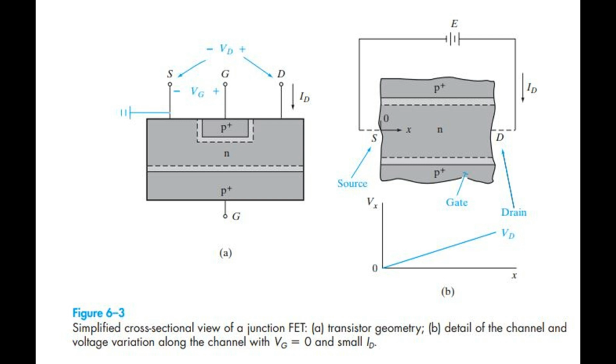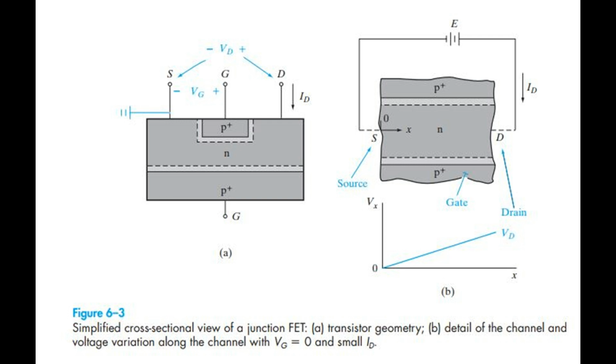Since the conductivity of the heavily doped P+ regions is high, we can assume that the potential is uniform throughout each gate. In the lightly doped channel material, however, the potential varies with position, Fig 6.3b.